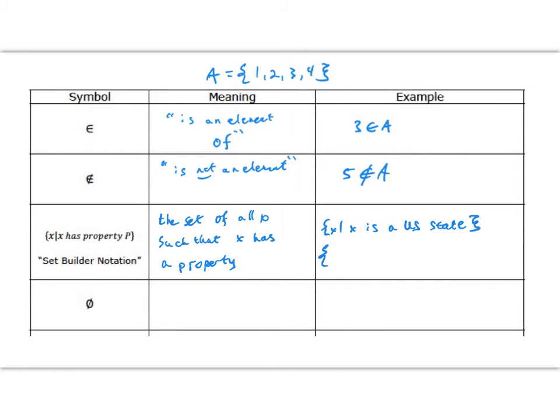Another example would be the set of all z, such that z is an even number. Well, as we all know, there's like a whole bunch of even numbers.